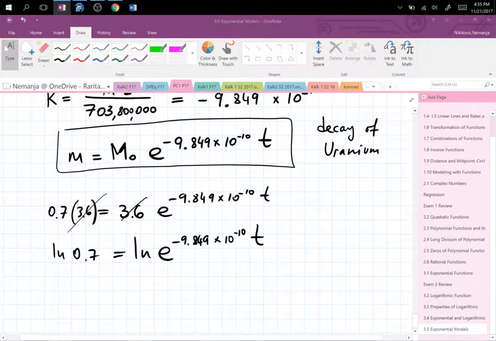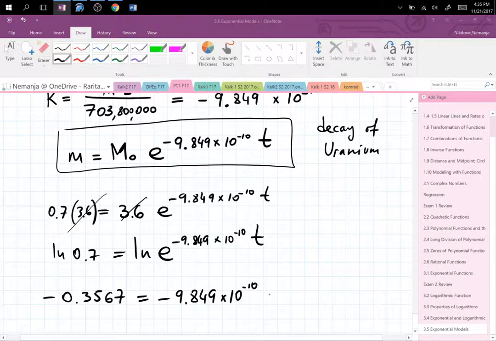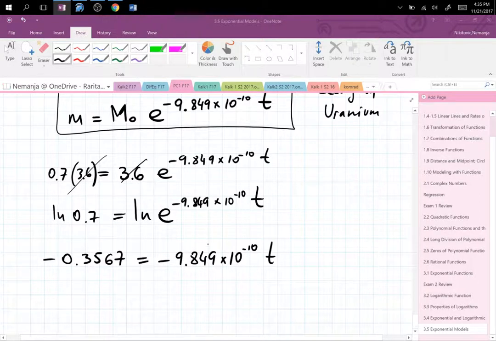All right, ln of 0.7 is negative 0.3567, which is equal to negative 9.849 times 10 to the negative 10 T. Just divide by this number and we have T. So T equals our whole number divided by negative 9.849 to the negative 10, and the answer is 3307.9 years.